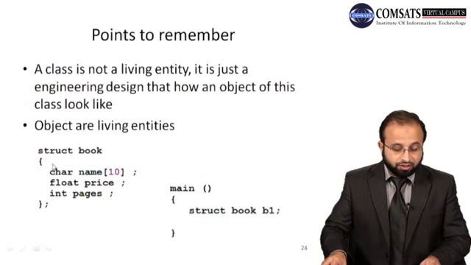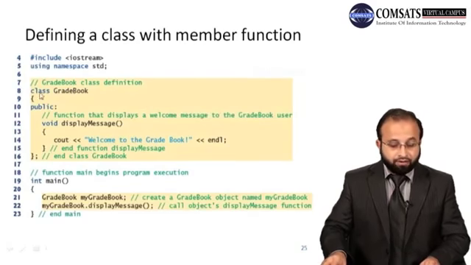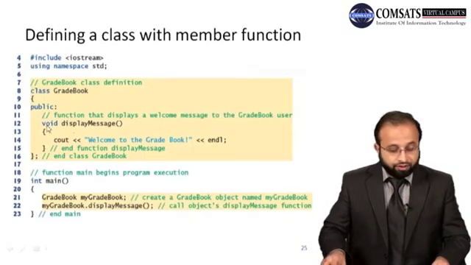If you see the structure, struct is the keyword, then we have the name of the structure, and then there is the opening bracket and closing bracket. Same here, we have a class keyword, the name of the class, and then we have the opening bracket, and this is the closing bracket followed by a semicolon. Now there is one function. We will see what is a public.